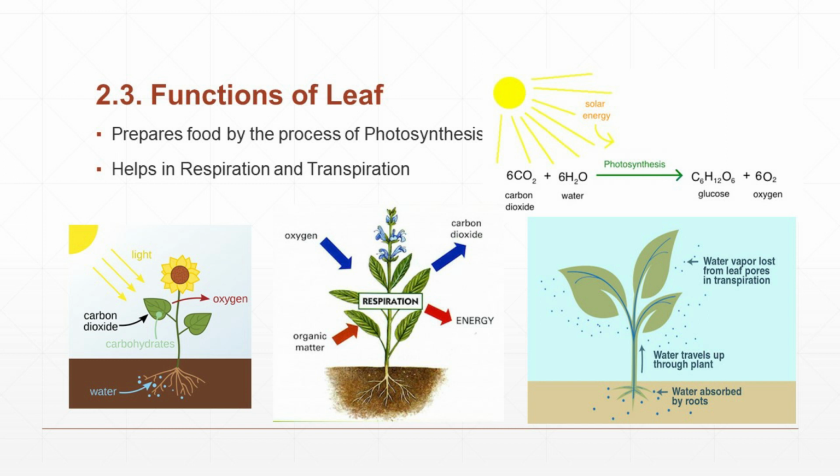The last one is transpiration. Transpiration means the root absorbs excess quantity of water. The excess water is released from the plant body only with the help of the stomata. This picture is clearly explaining that water travels up through the plant and water vapor is released from the leaves through the stomata. So the functions are: prepare food, do the process of respiration, and another process, transpiration, also takes place with the help of the leaf.